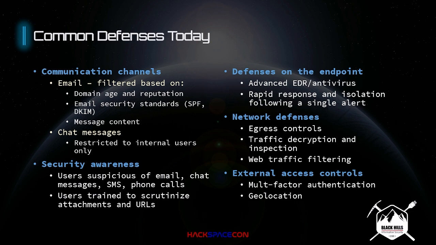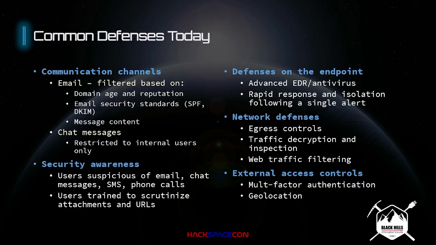I can't just use some random server on the internet. And even the ability to decrypt my traffic. So before, it was possible for me to encrypt traffic and hide all my C2 traffic that way, but these days it can be decrypted, it can be analyzed, and that can give me away. Now there's one last layer of security down here, which is the external access controls.